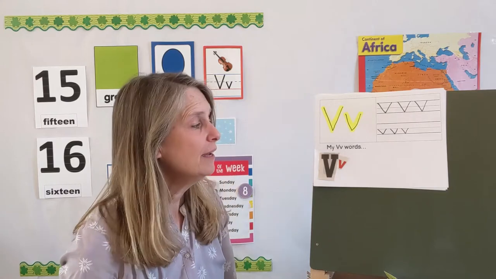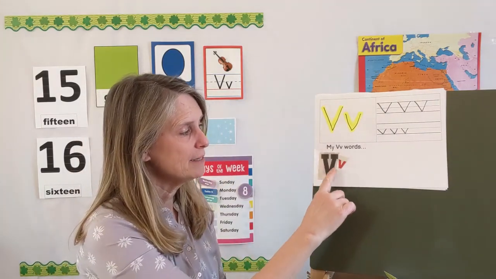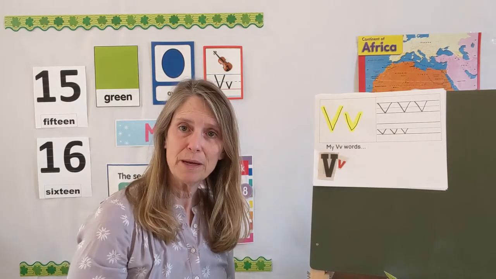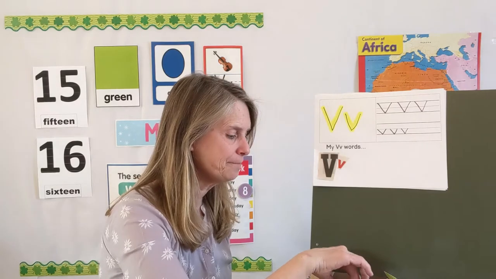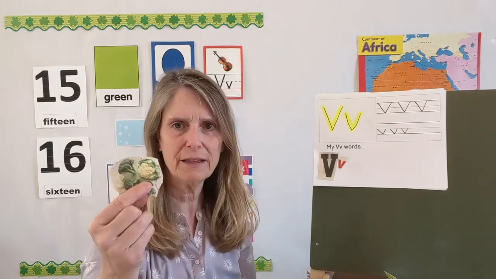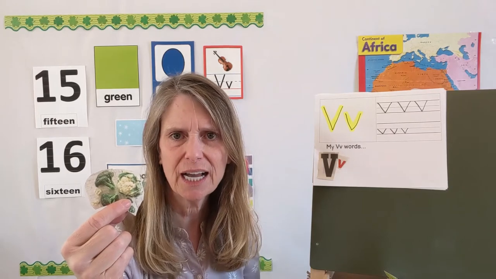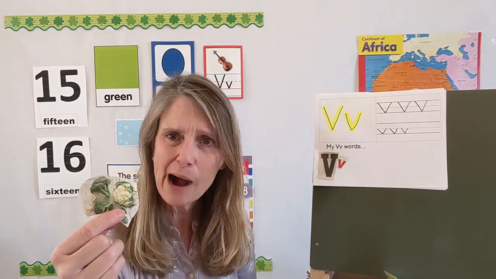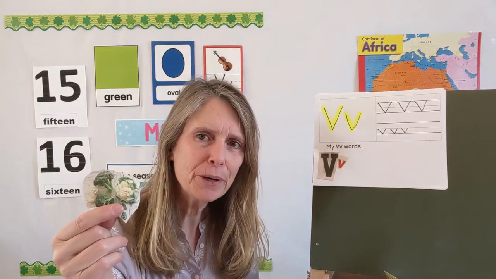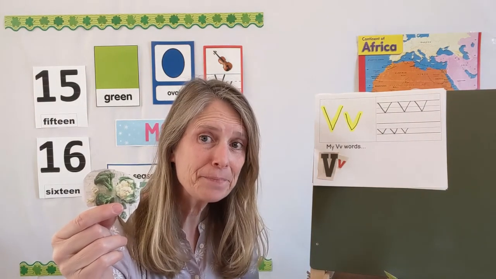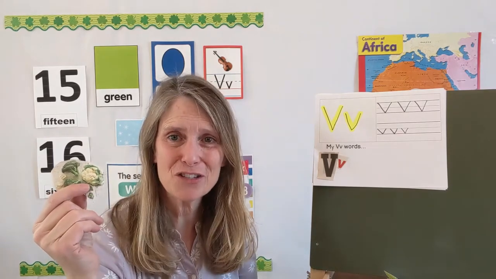Good job. If you are finding V stuff with me, this is the uppercase and lowercase V that I found in the newspaper. And then I found a picture of broccoli and cauliflower. Broccoli, that starts with a B. Cauliflower starts with a C. How are these V words? Do you know what type of food broccoli and cauliflower are? They are vegetables.